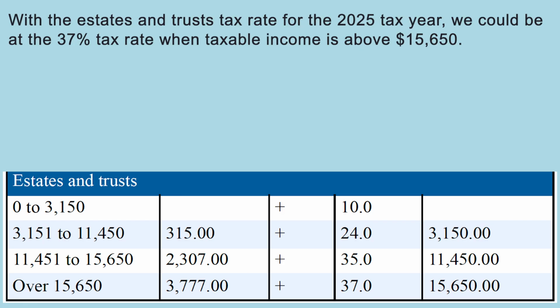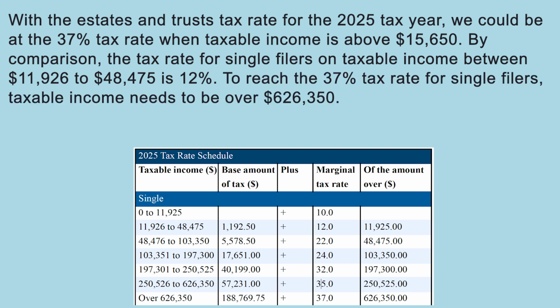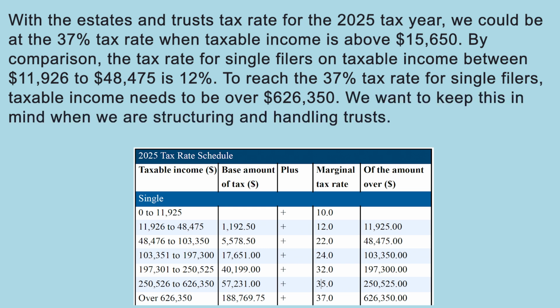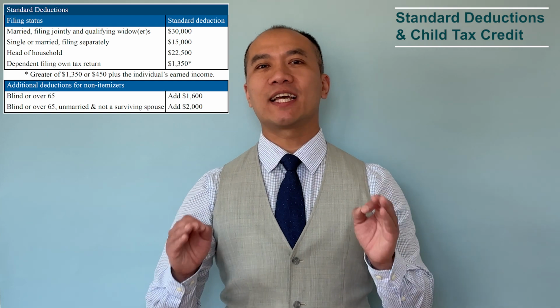With the estate and trust tax rate for the 2025 tax year, we could be at the 30% tax rate when taxable income is above $15,650. By comparison, the tax rate for single filers on taxable income between $11,926 to $48,475 is 12%. To reach the 37% tax rate for single filers, taxable income needs to be over $626,350. We want to keep this in mind when we are structuring and handling trusts. We really have to know how the money flows from us to the trust to the beneficiary and how it is taxed.